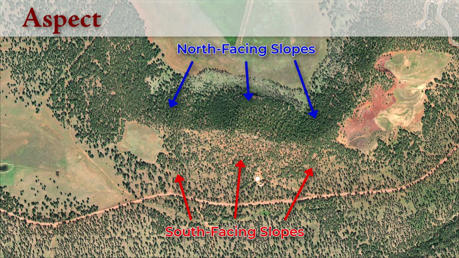Now, for example, here's a picture of dry lakes just west of Flagstaff, Arizona. In this image, you can see a clear difference in vegetation density on the north and south sides of this ridge. Trees grow denser on the north-facing side.